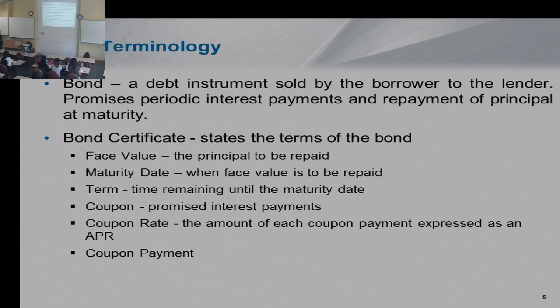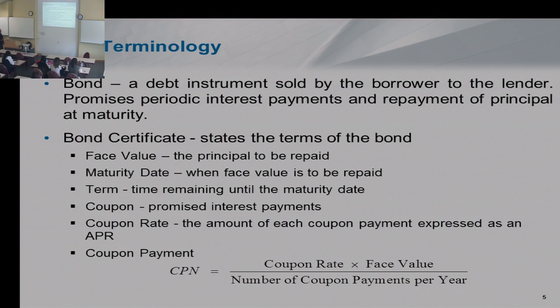The coupon, we call the promised interest payments the coupon. And the coupon rate is the amount of each coupon payment. Note, for historical reasons, it's an APR. So that 10% coupon rate, 10% of $1,000, $100, that's an APR. So the coupon payment is the coupon rate times the face value. 10% of $1,000 is $100, or 5% is $50.